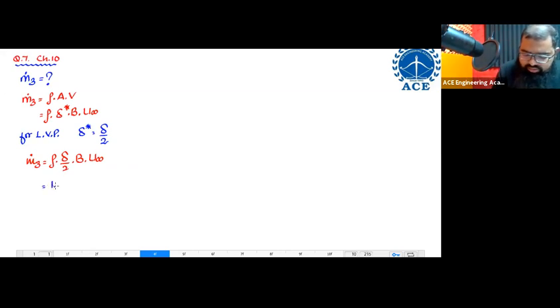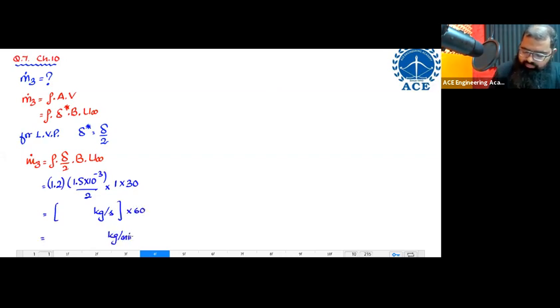Density is equal to 1.2. Delta value is 1.5 mm, therefore 1.5 into 10 power minus 3, divided by 2. Per unit width, b is equal to 1. u infinity is equal to 30. The answer you will get will be in kg per second. If he wants kg per minute, then you will multiply this answer by 60, and you are going to get the answer in kg per minute.